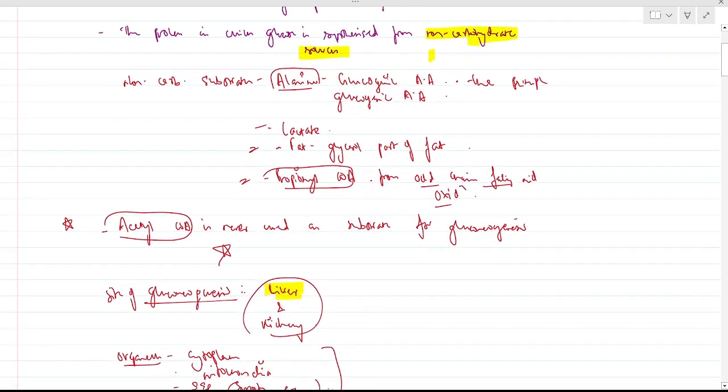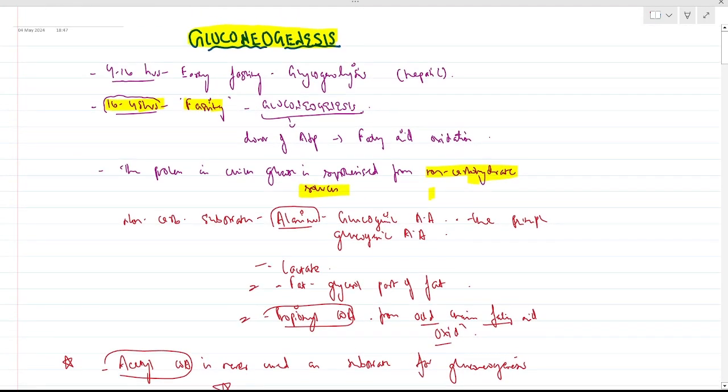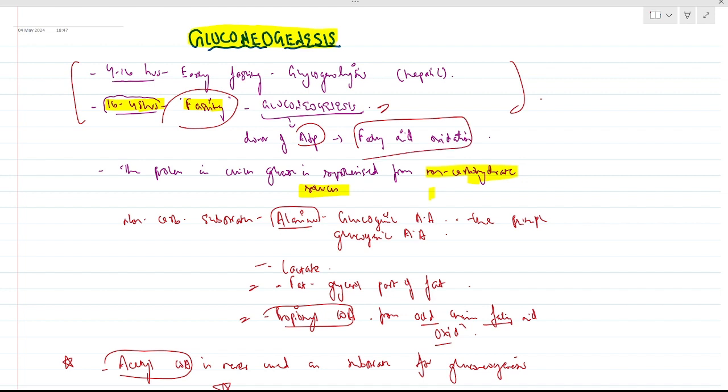The lactate cycle and alanine cycle, and the various stages of fasting we discussed early on, out of which in the fasting stage of 16 to 48 hours gluconeogenesis takes place. All important, it is the donor of ATP for fatty acid oxidation. When we discuss fatty acid oxidation, we will come across this phase.